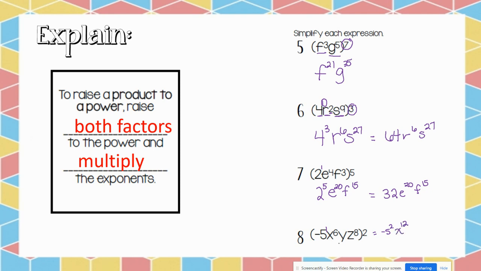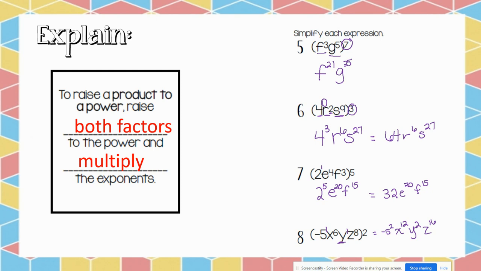And don't forget about this y. This y does have an exponent. We don't see it, but there is an invisible 1 here. So we're going to have to do 1 times 2, which is 2. And then z to the 8th to the 2nd is 8 times 2, which is 16.